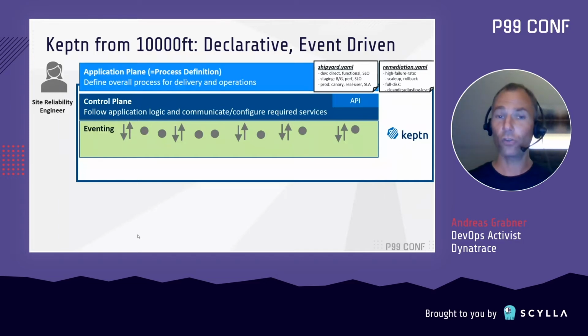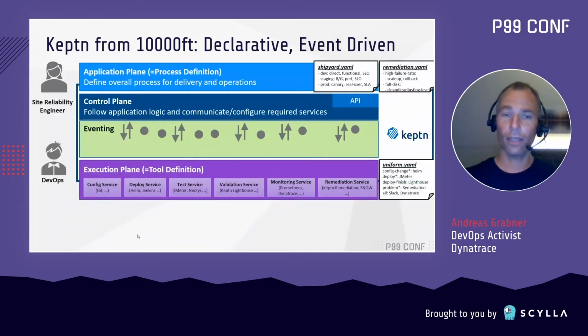What Keptn makes so unique, I think, is the separation of concerns, because there's no tooling that you specify in the process. So the site reliability engineers specify the process, where maybe your DevOps team or your tooling team defines which tools should then actually be part of the automation that Keptn orchestrates for you. It's specified in a so-called uniform file. Everything is connected through events, so it's loosely coupled as well.